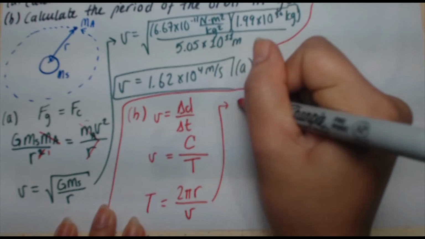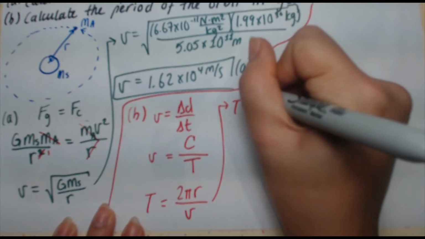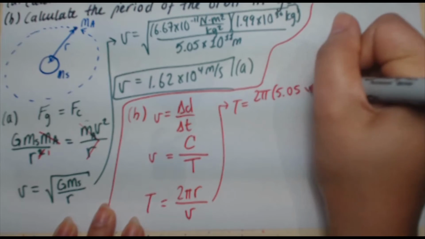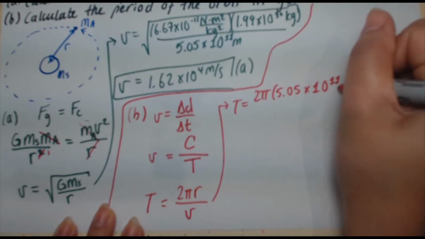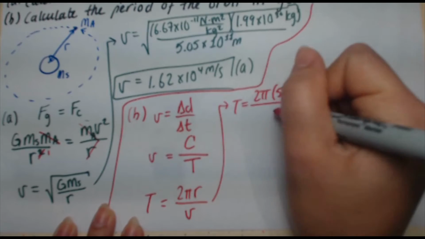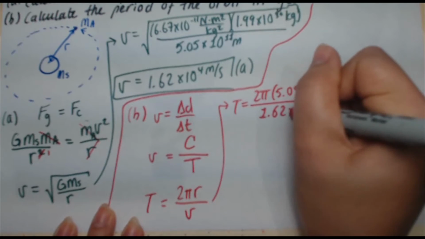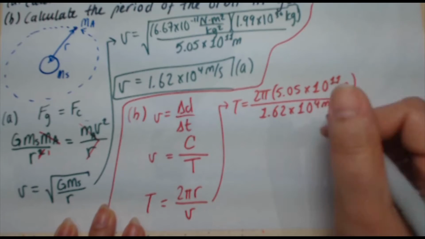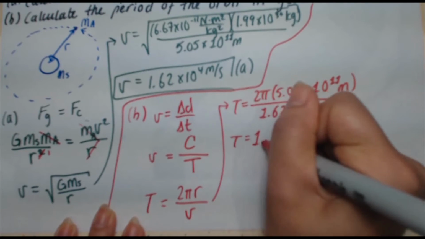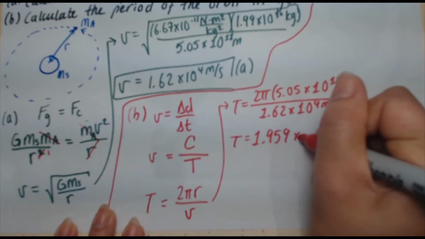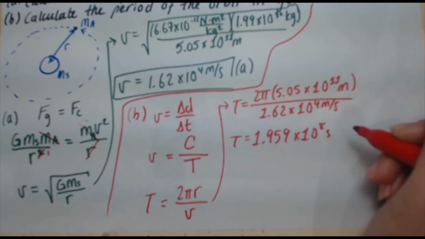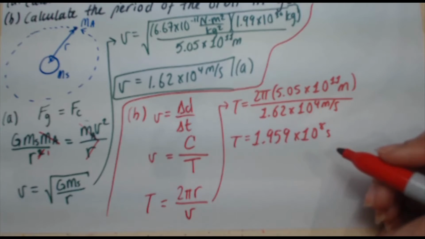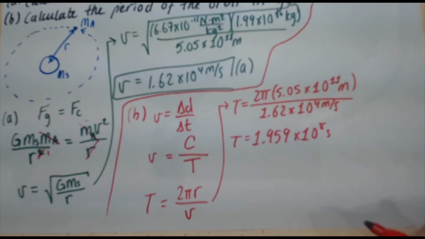So at this point, you just have to plug in your values. So 2 pi times the radius, 5.05 times 10 to the 11 meters divided by the speed, which we just calculated, 1.62 times 10 to the 4 meters per second. So when you crunch that out, you're going to get that T is 1.959 times 10 to the 8 seconds. Of course, it's going to be a huge number, right? This thing is orbiting at a huge distance from the Sun. It's going to take a very long time to orbit. And this number is given in seconds.